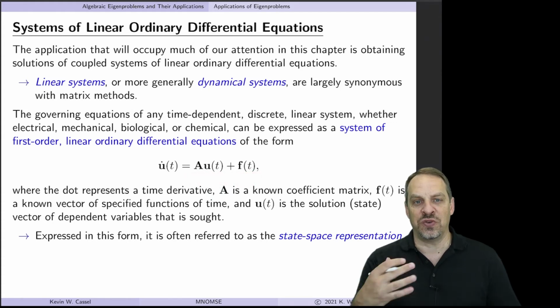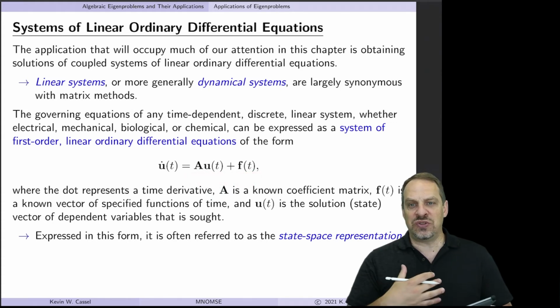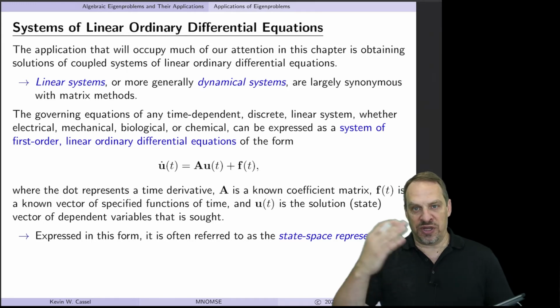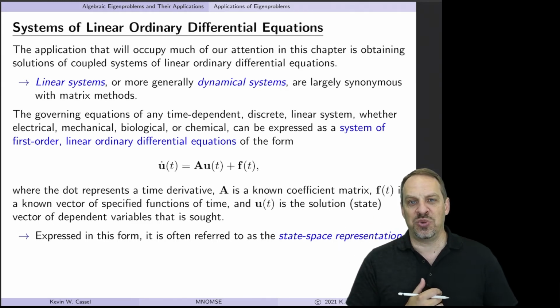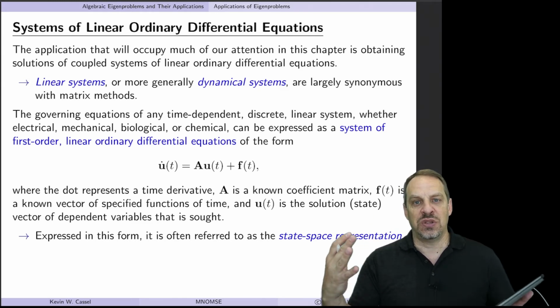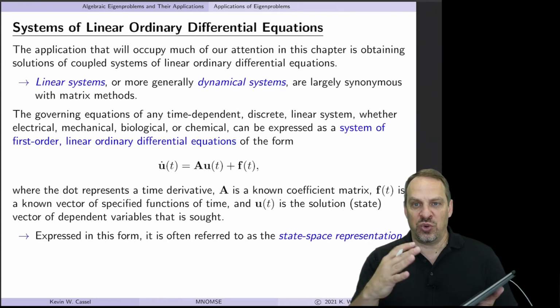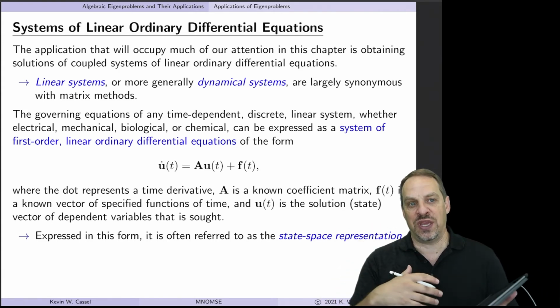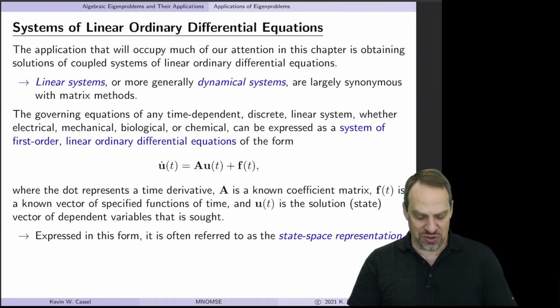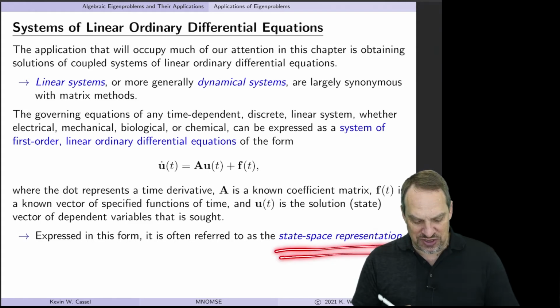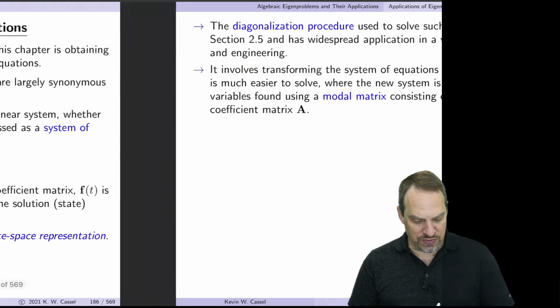And we want to solve for the dependent variables. So these could be capital N equations where N is 1, 2, 3, up to hundreds or even thousands or millions. So we want to be able to solve this big system, potentially big system, of coupled equations. The equations are coupled together, so I can't just solve for u1 and u2 separately. I need to solve for them in a coupled fashion. This is called the state space representation, this first order form.